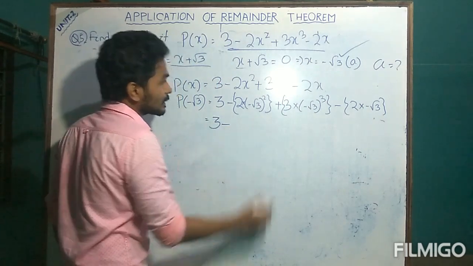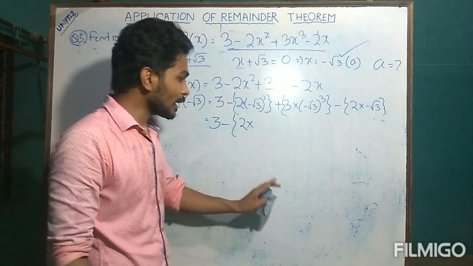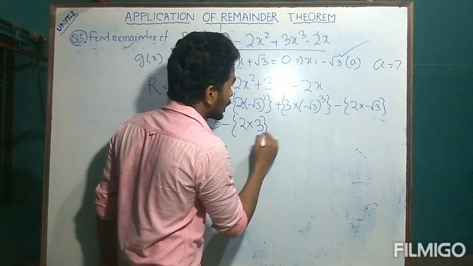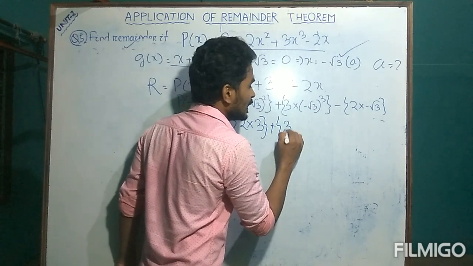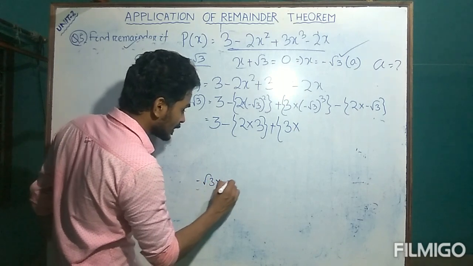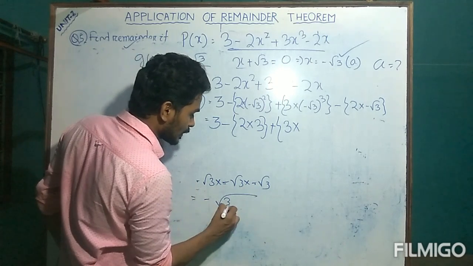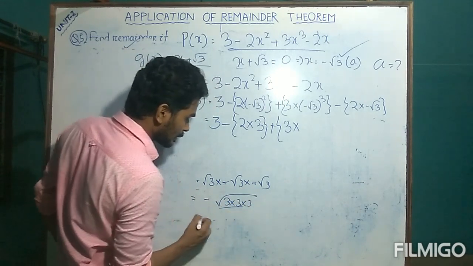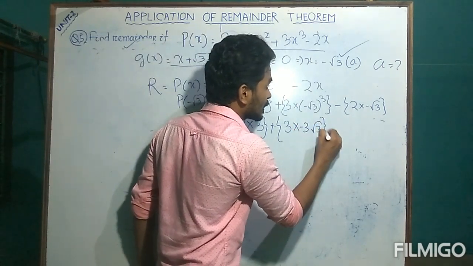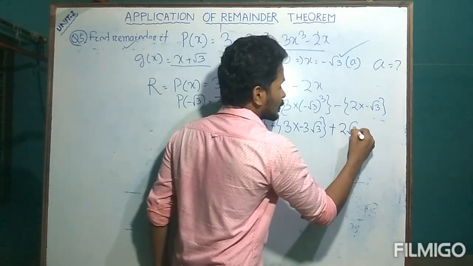So this is 3 minus 2 into, see, minus root 3 square is, as we have already done, 3. Okay, plus 3 whole into minus root 3 cube is minus root 3 minus root 3 minus root 3, minus minus plus, plus minus minus. So 3 into 3 into 3, so it will be minus 3 root 3. So put here minus 3 root 3. Then minus and minus plus 2 root 3.